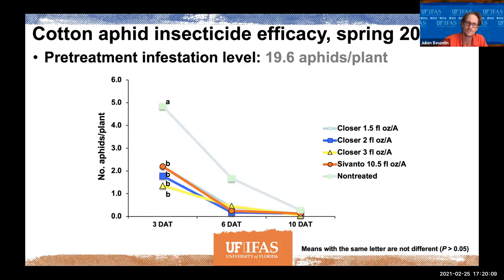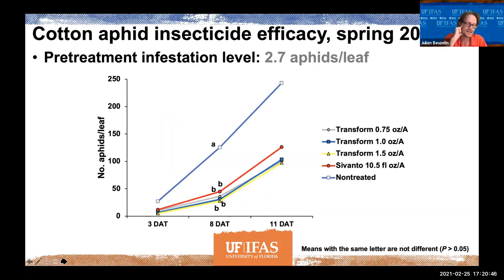We had one application, and you can see the results 3 days after treatment, 6 days after treatment, and 10 days after treatment. Unfortunately, for this particular evaluation, in the non-treated the infestations trended down, but at least we had some indication that the three rates of Closer worked with about the same efficacy as Sivanto at an intermediate rate. Here are some stats for the 6 days after treatment. Luckily, last year, with Matt Bardin's help, we were able to find a commercial field that had an infestation, and we were able to set up another evaluation.